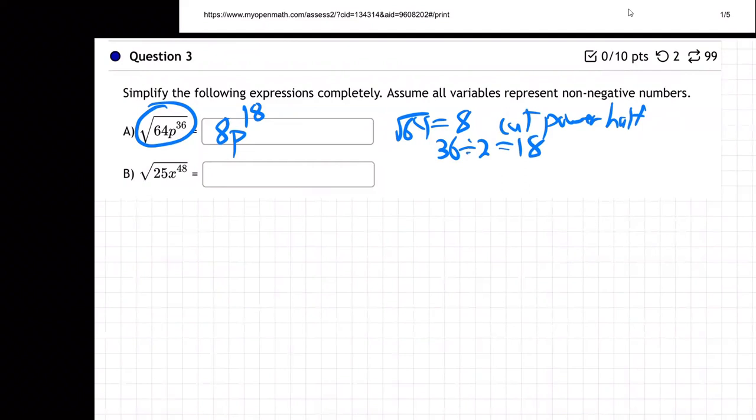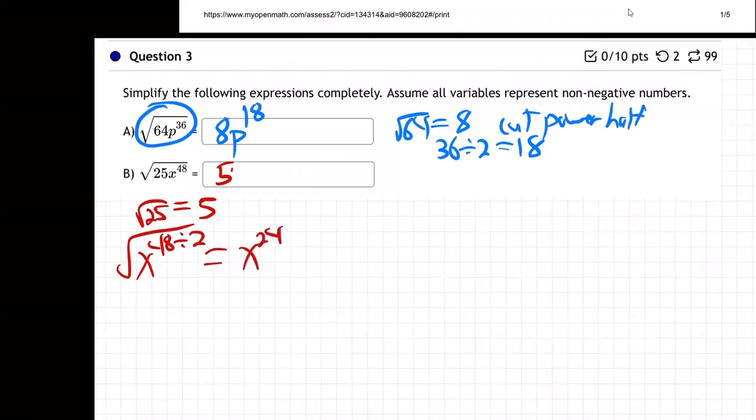Let's do the next one. Square root of 25. It's going to be 5. Okay, and then what about x to the 48? You cut the power in half. That's going to be x to the 24. And there's no more root. We did the root. So you square root the number in the front, cut the power in half.